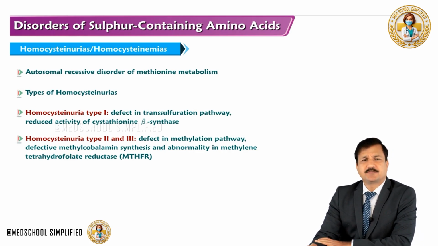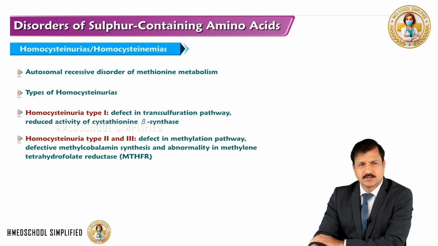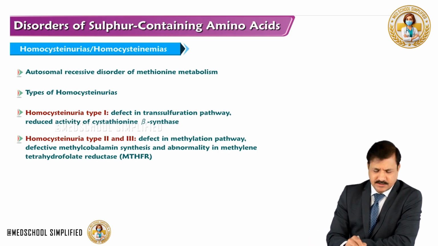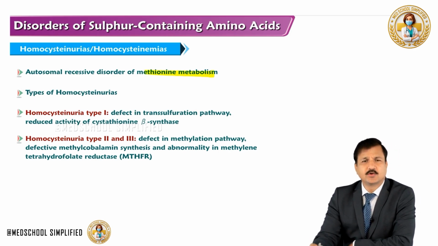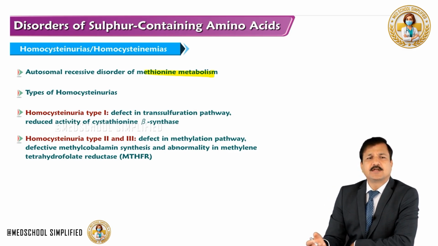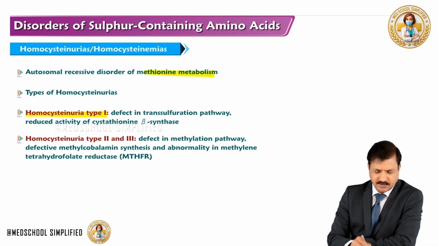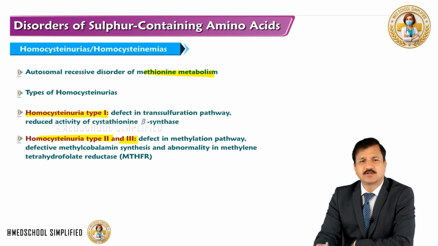Homocystinuria, sometimes mentioned as homocysteinemia, these two terminologies are used interchangeably, so you don't need to get confused with the terminologies. Whether it is homocystinuria or homocysteinemia, we are referring to the same disease. It is an autosomal recessive disorder which is related to methionine metabolism. The types of homocystinuria can be classified as type 1, type 2 and type 3.